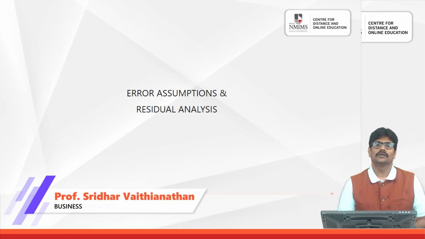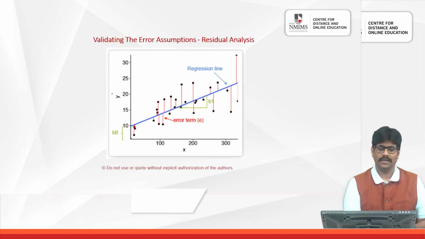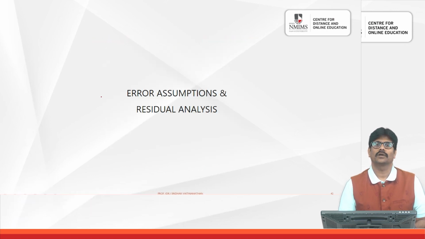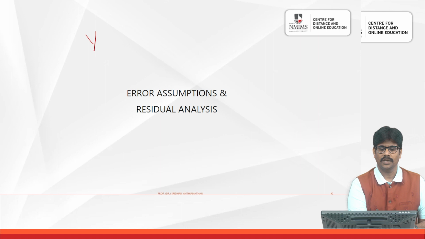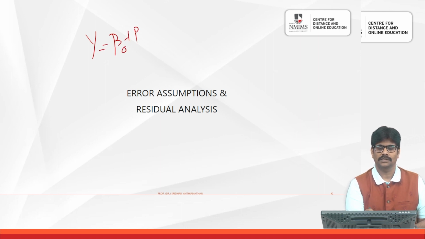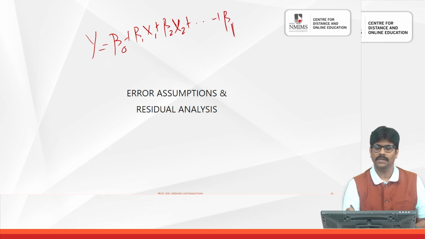So moving on, the fourth one in terms of model diagnostics is called error assumptions. Whenever we build a multiple linear regression model, if you remember the equation, let us say y is equal to beta naught plus beta 1 x1 plus beta 2 x2 and so on up to beta p xp plus the error term. So there is always an error term in the regression equation.